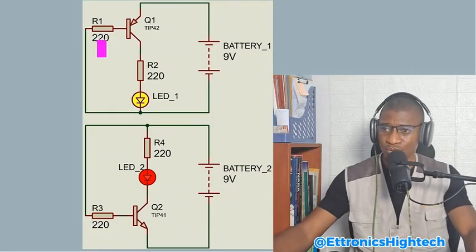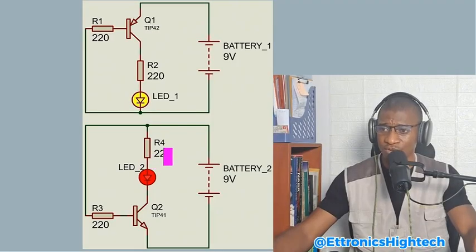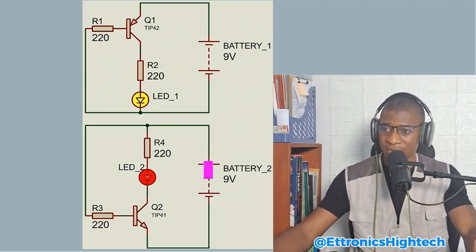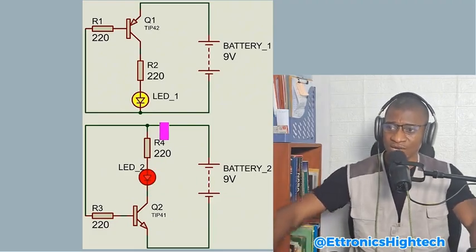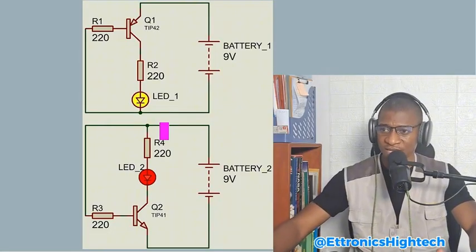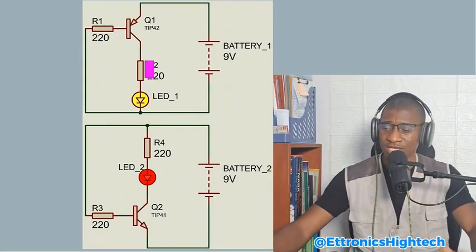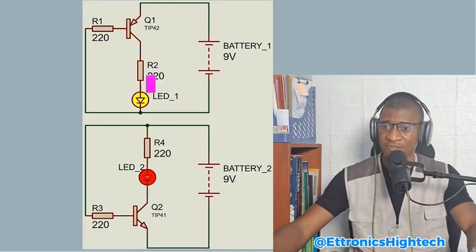So here we use 220 ohms resistor, here we use also 220 ohms resistor, and here an LED and the battery. And if you come here, we'll have 220 ohms resistor, here also 220 ohms resistor, an LED and the battery. But you can see that the configuration of the circuits differ. So that is the difference between the two circuits. The way the circuit is configured for the PNP transistor is different from the NPN transistor.